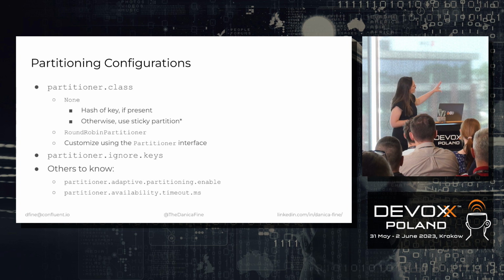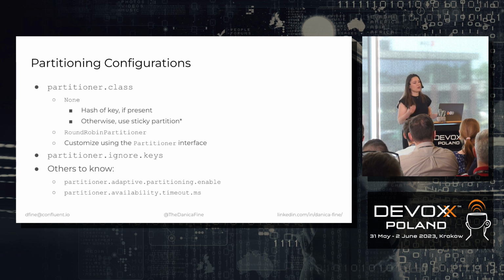And there's a couple other lesser known configurations that impact partitioning. So the first is partitioner ignore keys. Again, exactly what it sounds like. If true, we're going to ignore all the keys, even if they're set, for partitioning. So if you really, really want your data to be uniformly distributed, but you still want to use keys, you're going to use the default partitioning, and then you're going to set this to true.